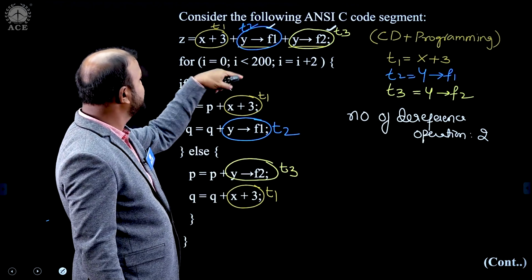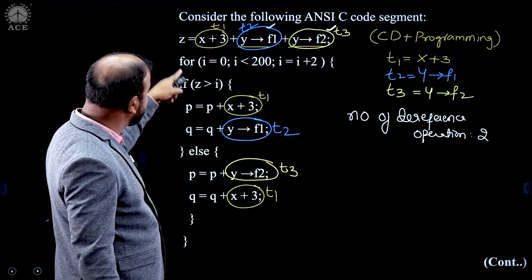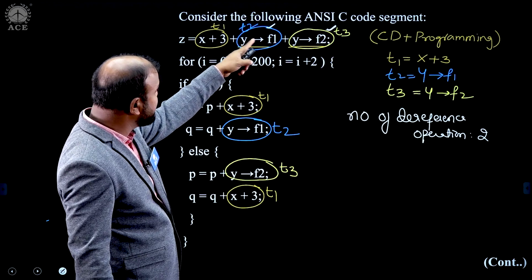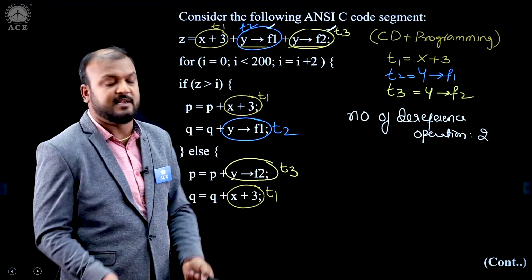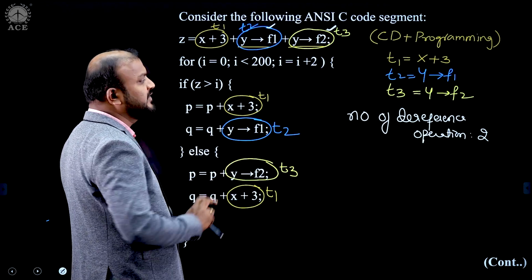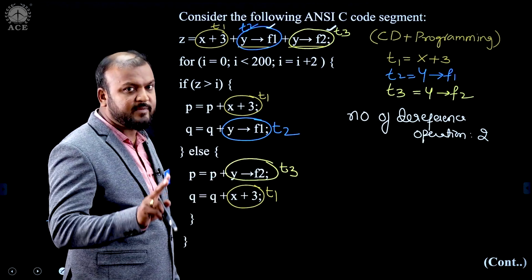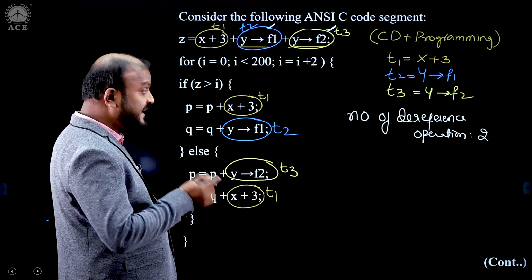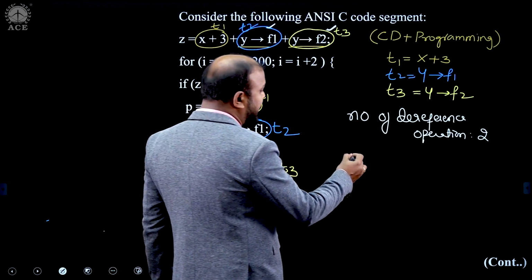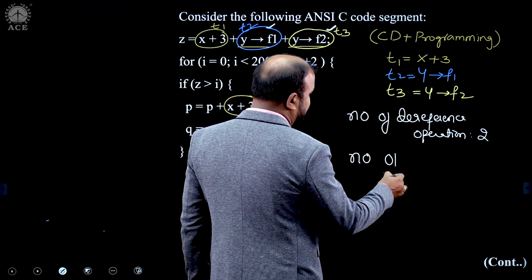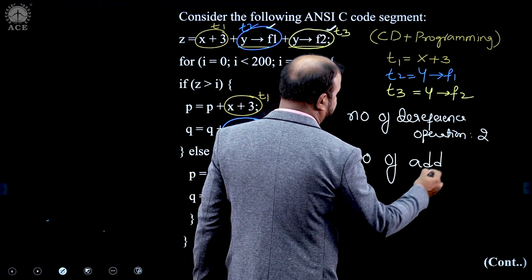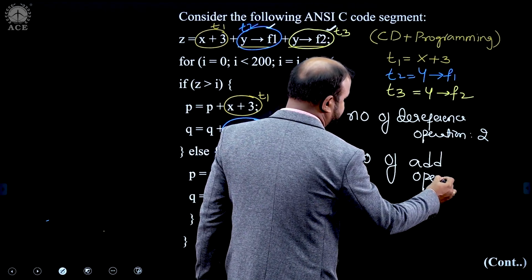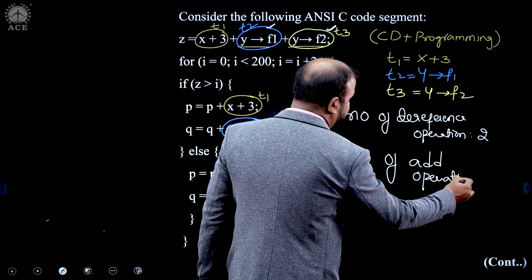That is only outside of the loop. Inside of the loop, inside of the first statement, the dereferenced values are used. But one more time, it is not dereferencing. So the number of dereference operations in the optimized code is 2. And it is also asked the number of add operations. Here you can check how many add operations are required. Observe this optimized code.